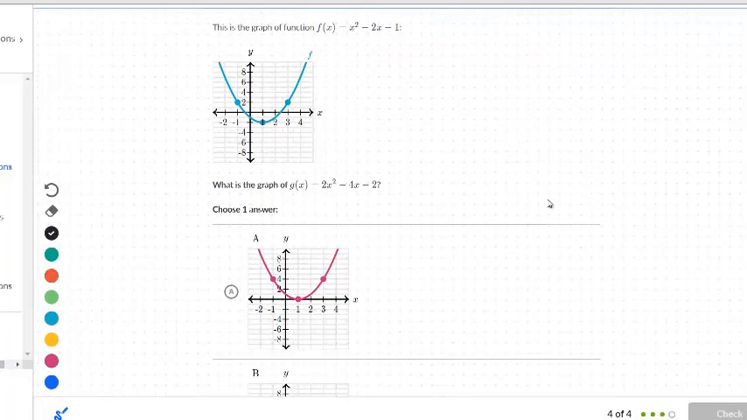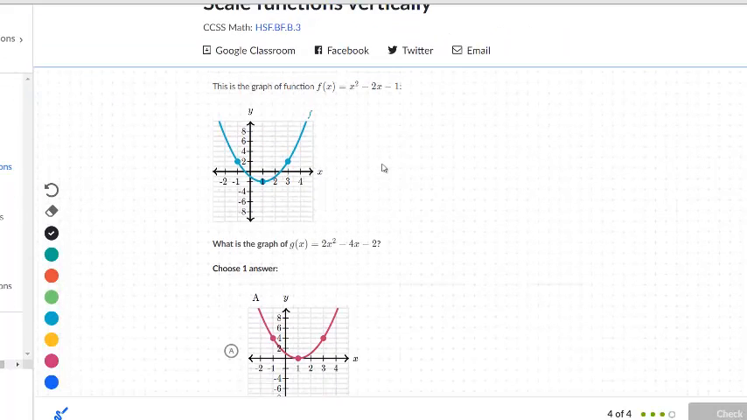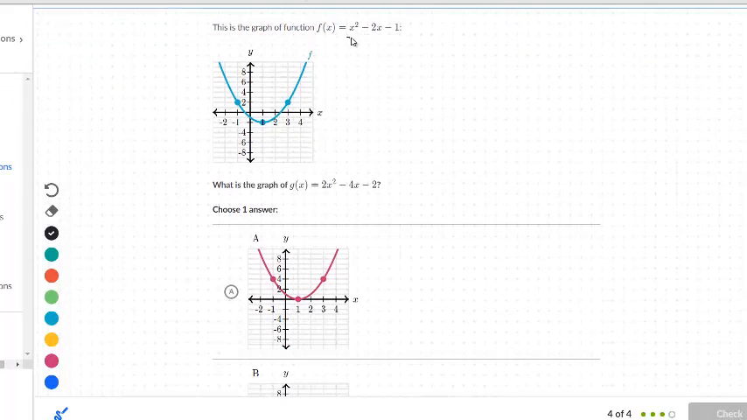One last question. And so I see that we are still stretching vertically, thinking about this. We have our function up here on top, x squared minus 2x minus 1. And so I need to now think of what is the graph of 2x squared minus 4x minus 2.